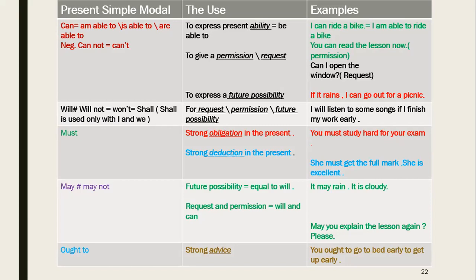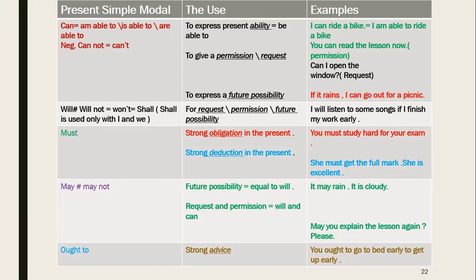And also, can is used to express a future possibility, like, for example, it is cloudy, it can rain. So can here is for the possibility I expect, it is possible, probably, perhaps, all here.